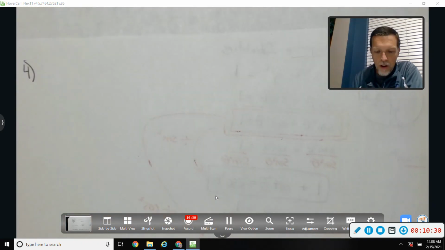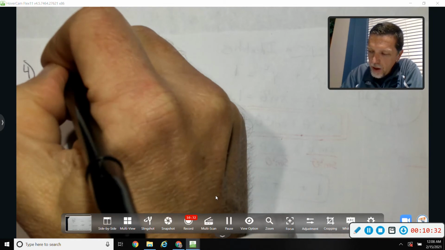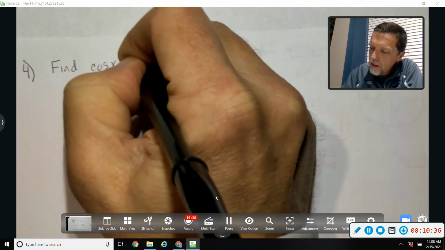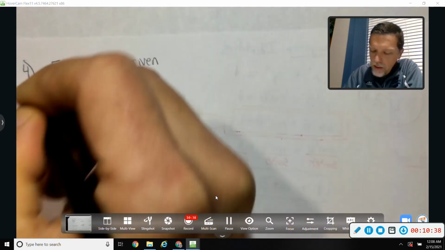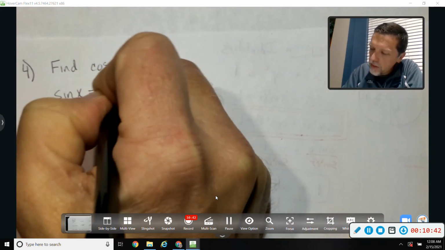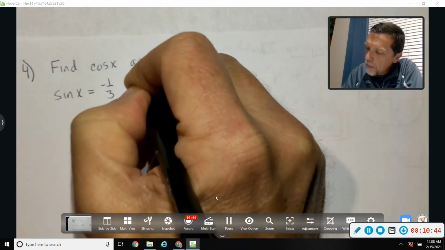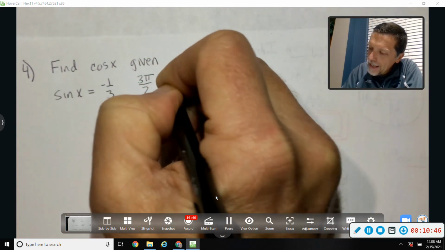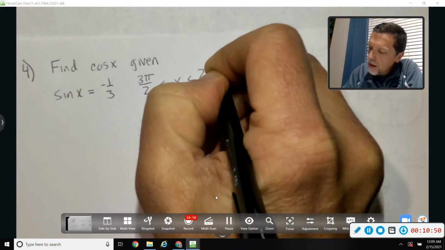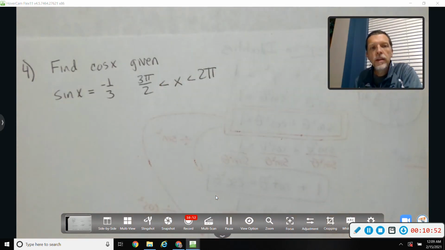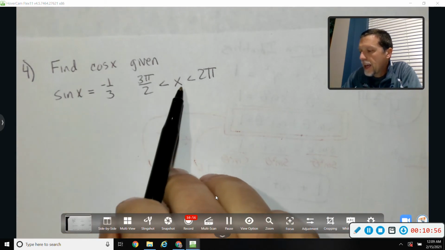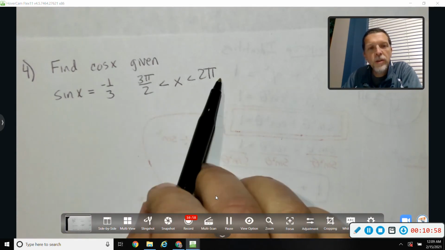Number 4. It's a little bit different type of problem. Find cosine of x given that sine of x equals negative 1/3 and x is between 3 pi over 2 and 2 pi. So find cosine of x given we know about sine and x is between 3 pi over 2 and 2 pi.